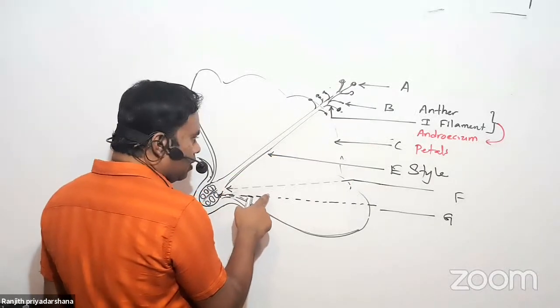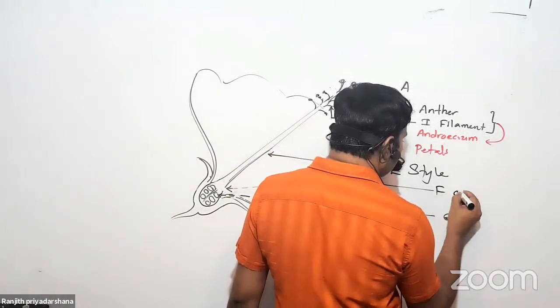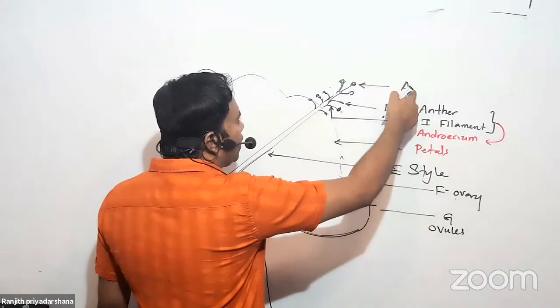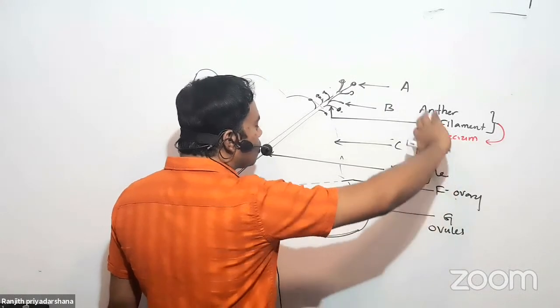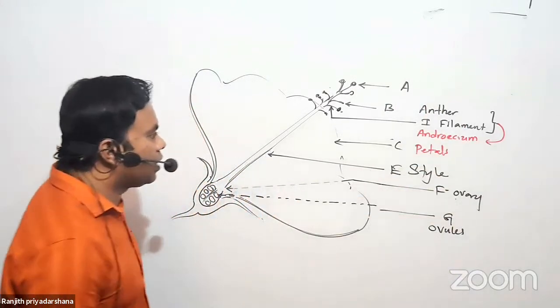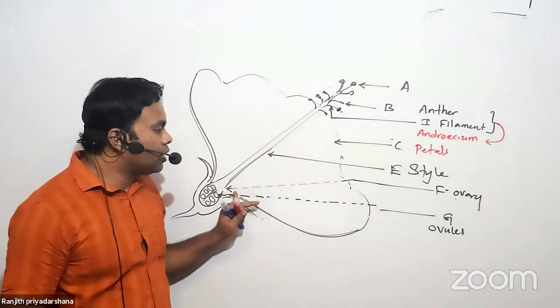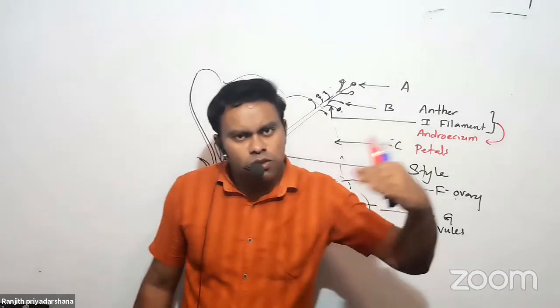B is, F is ovary. Inside that, G, ovules. Pistil, A plus F plus G. So all together it is known as gynoecium. Stigma, style, ovary, and ovules, all of them belong to the gynoecium.